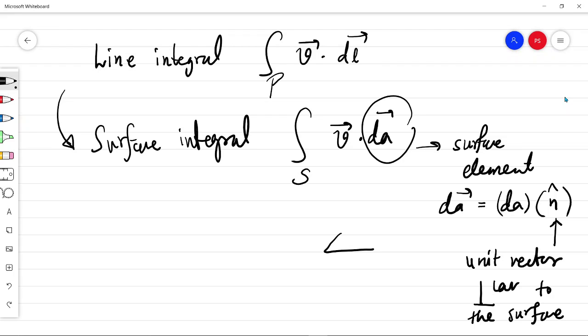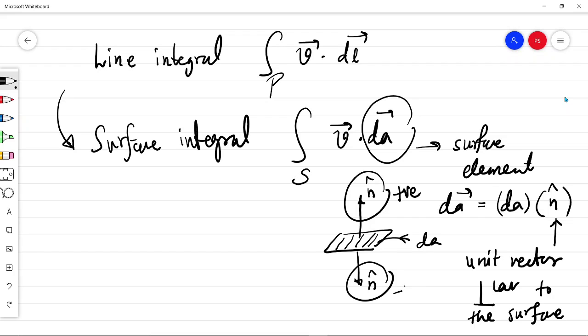Now suppose this is a particular surface element having area dA. Now this n cap can have one of these two directions, either vertically upwards or vertically downwards in this case. So conventionally, any one of these can be taken as the positive direction, and the other obviously then becomes the negative direction. This is a complete matter of convention.